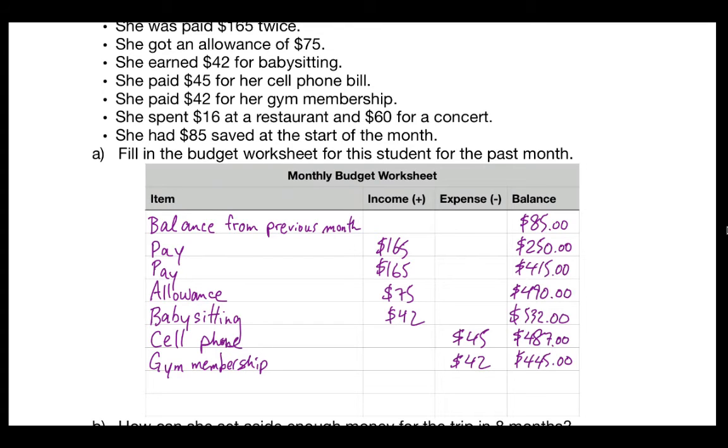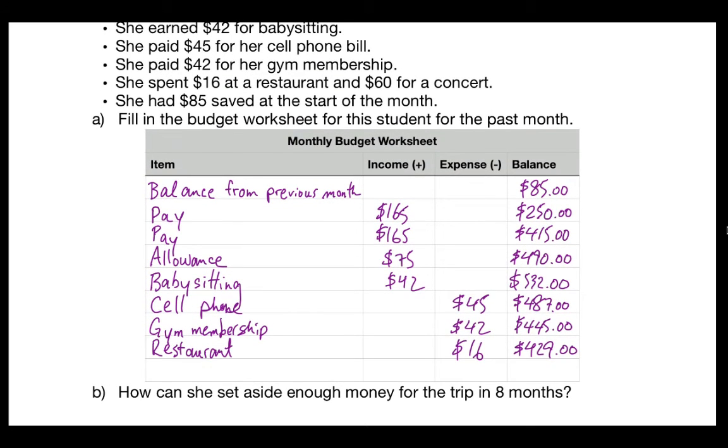And then there is a restaurant. And at the restaurant, there's $16 spent, so we subtract $16 from 445, we're left with $429. And finally, there is a concert that this person goes to, and the concert, they spend $60, and so 60 subtracted from 429, we're left with $369. Okay, so we've got that filled in.